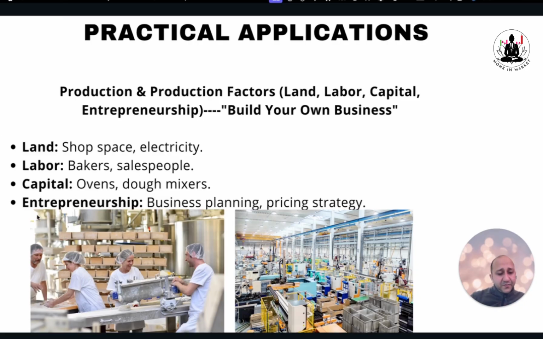Then comes the enterprise or entrepreneurship. This is the person who is planning everything. You have to plan the price, you have to plan the strategy, you have to plan the operations, SOPs, all those things. Someone has to strategize all those things. So this is called production and the production factors. If I am starting a business, I need to be watchful of all these things. I hope this is clear to everybody. Now, coming to the next part.